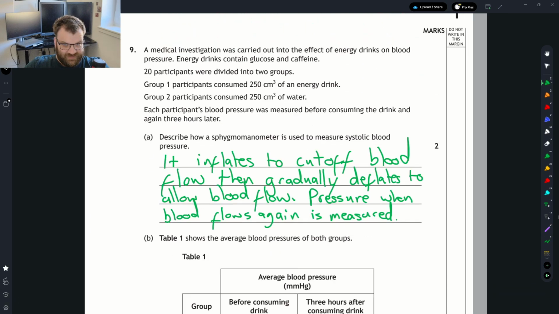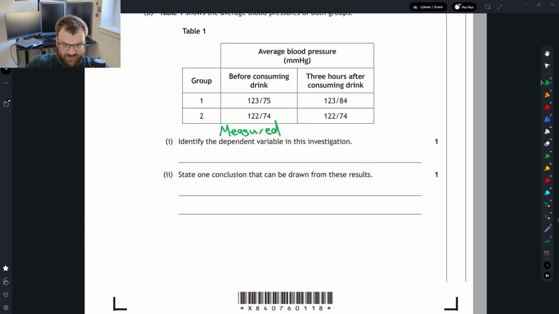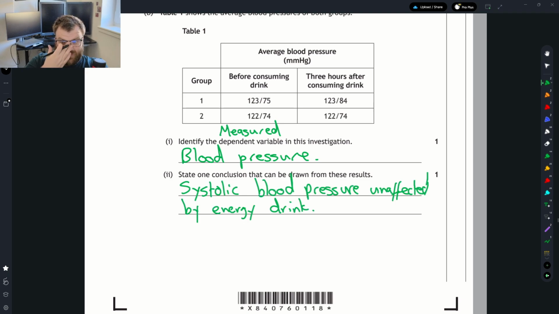Our independent variable, the one we're changing, is to do with energy drink or not energy drink, versus what we're measuring, which is the blood pressure. Okay, what have we seen happens? Look at the first values, they have not changed. And that's your systolic, so systolic blood pressure unaffected. Now the second value, diastolic value, has gone up in one group but not in the other. So in one case it's not changed, the other one it has affected it. I'd probably stick systolic because it's the same in both of them.